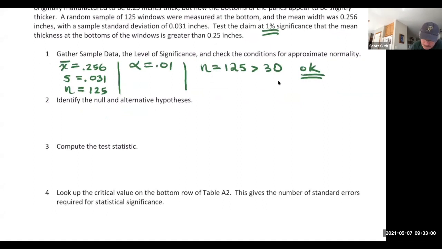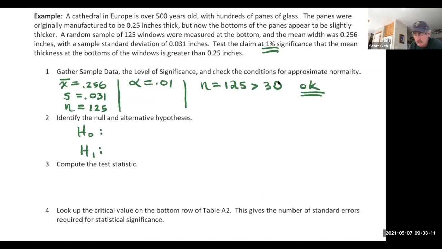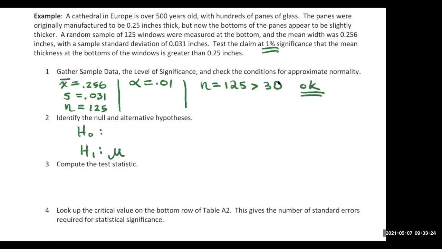Okay, null hypothesis and alternative. Does somebody feel brave that would be willing to say what the alternative hypothesis is? I'll start you off. Mu, the mean, and then what do I write? Less than, greater than, or not equal to what? Is it not equal to P?